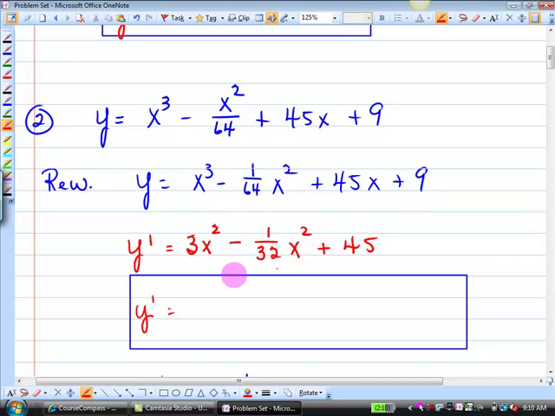Now, for MATLAB, they want you to go back to the form that was in the original. So they don't want 1/32 out in the front. They're going to want it like this.